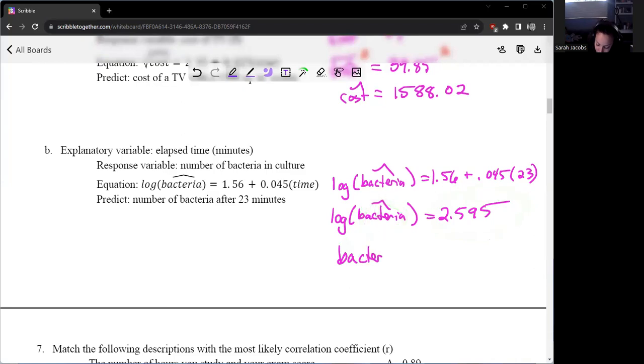If you look on your calculator, you'll notice that the log button right next to the 7, if you do second and that, it's 10 to the. So if you forget what the inverse of log is, you can actually use the button on your calculator to remind you. So 10 to the 2.595, and the predicted number of bacteria ends up being 393.55. Good.